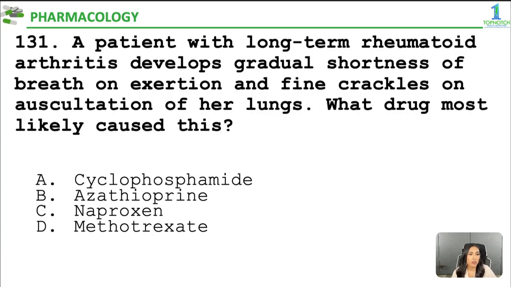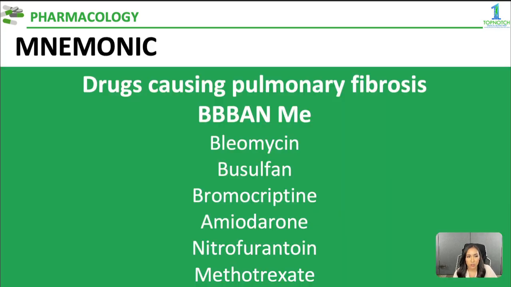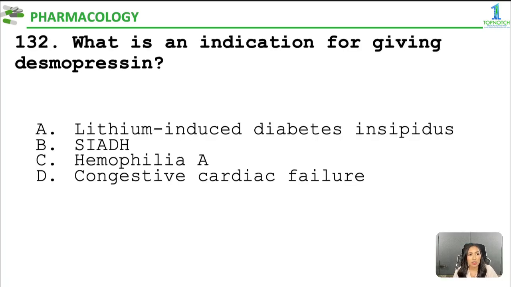Okay? 131. A patient with long-term rheumatoid arthritis develops gradual shortness of breath on exertion and fine crackles on auscultation of her lungs. What drug most likely caused this? And the answer is methotrexate. Why? Drugs causing pulmonary fibrosis: ban me. Bleomycin, busulfan, bromocriptine, amiodarone, nitrofurantoin, and methotrexate. Ban me. Okay?